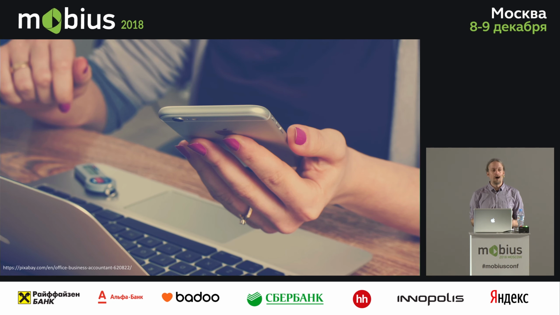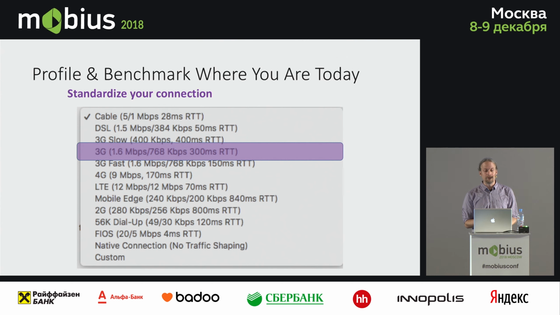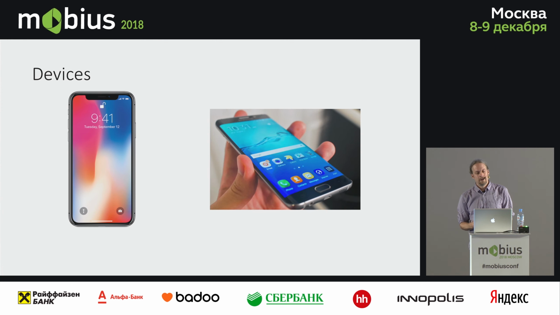And so when you do this, all of the tools that I mentioned have the ability to standardize the connection. So what I generally do is I test on a 3G connection. That way, if your app is fast on 3G, it's going to be fast on 4G, right? So make sure that it's fast for the people on slower connections, because there are a lot of people out there on slower connections. The next thing I want to talk about is the devices that you're testing with, right?